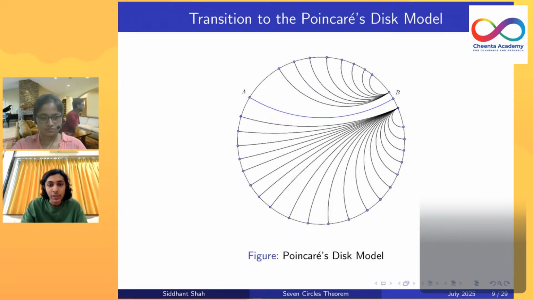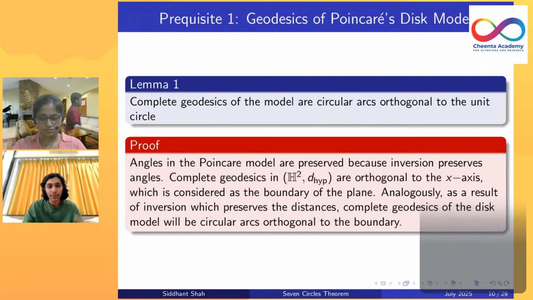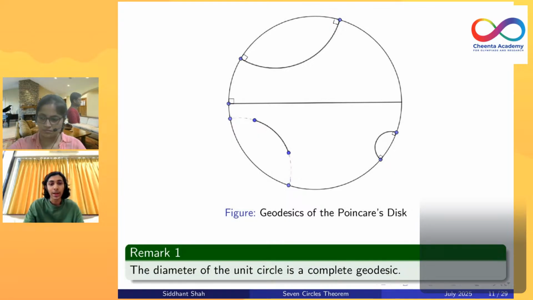ma'am, we can see that all these geodesics, which are basically the lines, are orthogonal to the unit circle and are all touching the unit circle. So we are saying that if it is touching the unit circle, then it is an infinitely straight line. Ma'am, next slide. Yeah, and in this figure, we can see that if you only want to draw one line segment, then it is a circular arc, which is shown in the solid lines.